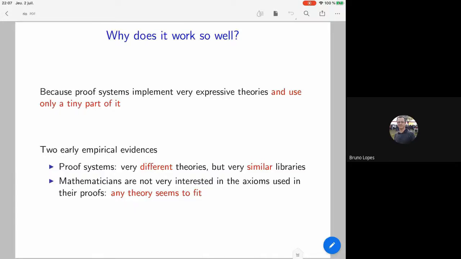And the other early empirical evidence is that since logic has existed, mathematicians do not seem to care much about the axioms they use in their proofs. They can develop a proof in set theory, then one day you want them to express this proof in type theory, it seems to work, and they are not really interested in the axioms. Some mathematicians don't even know the list of the axioms of set theory. So they think they use set theory, but in fact they don't even know the axioms. And mathematics works in this way. So it means that the axioms do not matter as much as we think they do.